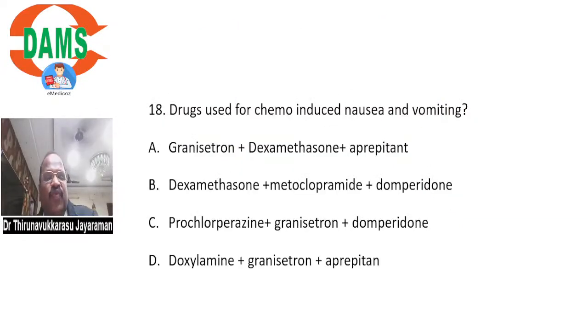Next, drugs useful for chemotherapy-induced nausea and vomiting. See, most of the anti-cancer drugs cause severe nausea and vomiting. To treat the vomiting due to cancer chemo, what is the best anti-emetic combination? Options are: A, granisetron, dexa plus aprepitant. Option B, dexa plus metoclopramide plus domperidone. Option C, prochlorperazine, granisetron, domperidone. Option D, doxylamine, granisetron, aprepitant. What is the answer? The right answer is option number A.